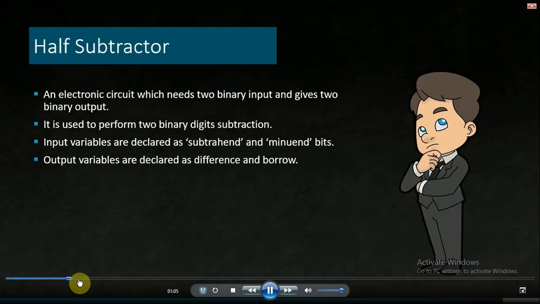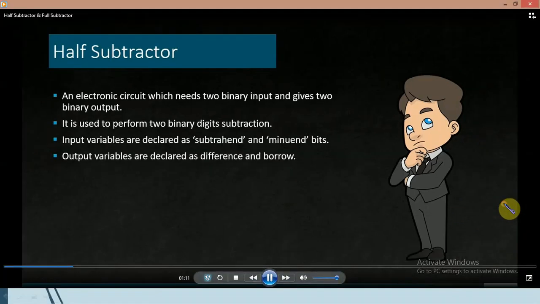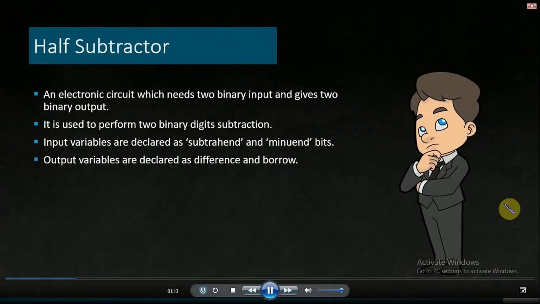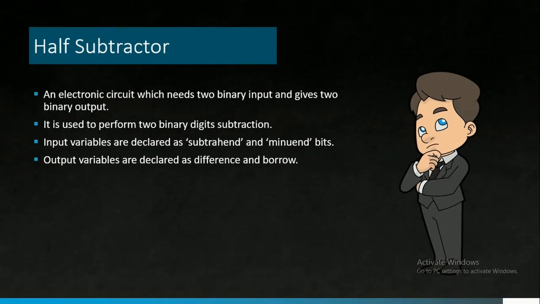Half subtractor. It's an electronic circuit which needs two binary inputs and gives two binary outputs. It is used to perform two binary digit subtraction. Input variables are declared as subtrahend and minuend bits. Output variables are declared as difference and borrow.